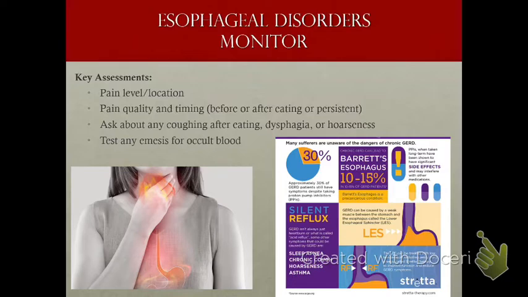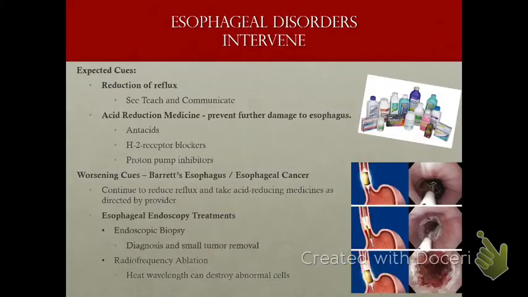Do you know that occult blood just means blood you can't see? So that just means that we're taking some of their vomit, sending it to the lab or something so they can dip it and check to see if there's blood in it. Because we might not be able to see the blood, but there is some bleeding going on in the esophagus. We would want to check it. So that's what we're watching.